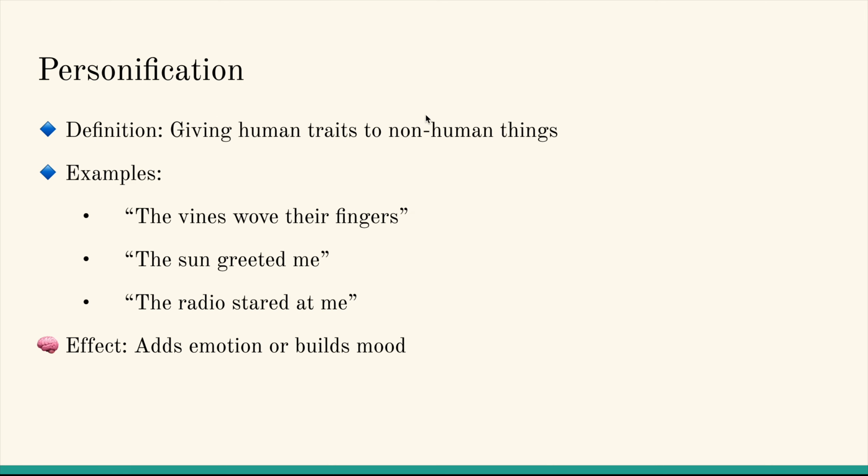Okay, next we have personification. So personification is when we give human traits to non-human things. So we have some examples right here. The vines wove their fingers. The sun greeted me. The radio stared at me. So this makes things feel alive and emotional, helping build that mood or tone. We know that vines don't have fingers. We know that the sun doesn't actually greet us, and radios don't stare at us. But providing this type of personification really allows us to kind of build that mood or tone and feel it when we're reading poetry or even listening to music.